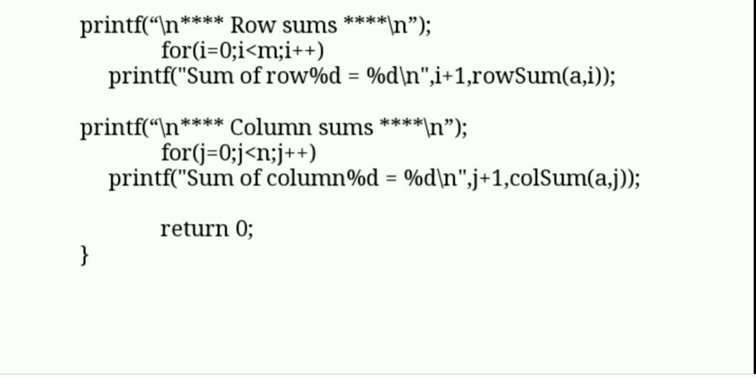In a similar fashion we print that here are the column sums, and again in order to traverse from the first to the last column we go with the for loop, and then within the printf I'm calling the function colsum with the parameters, that's the read matrix and the jth column number.